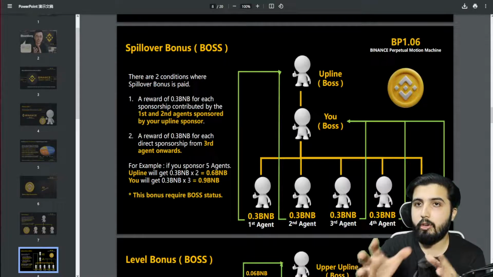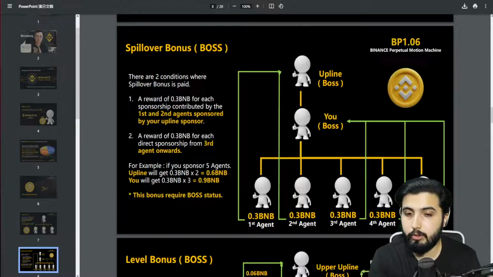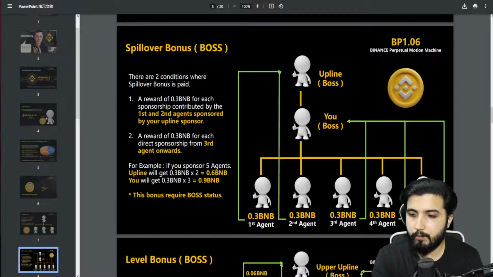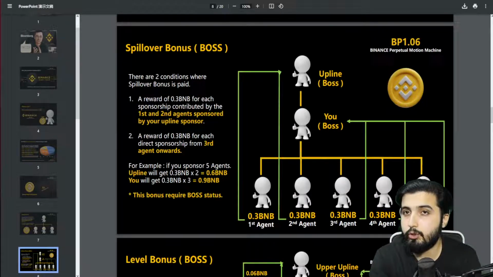So the person that referred you gets the upline bonus based on these terms. He or she gets 0.6 BNB, and you will get 0.3 BNB multiplied by 3, which is going to be 0.9 BNB. So if I'm correct, 0.3 BNB out of all the 5 agents who perform the investment of 1.06 BNB will be given out. You receive 0.3 BNB from 3 of the agents, and your upline boss, the person who referred you, will receive 0.3 BNB from 2 of these agents.